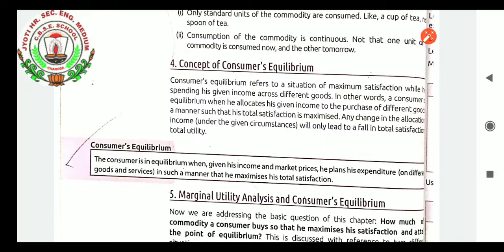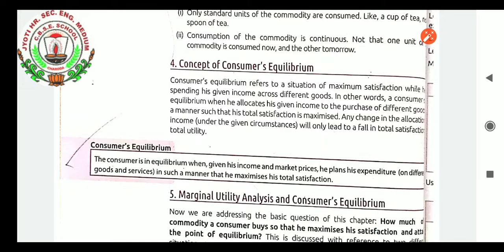In other words, a consumer is in equilibrium when he allocates his given income to the purchase of different goods in a manner such that his total satisfaction is maximized. Any change in the allocation of income under the given circumstances will lead to a fall in total utility. Consumer equilibrium is when, given his income and market prices, he plans his expenditure on different goods and services in such a manner that he maximizes his total satisfaction. He gets satisfied with his income. When we study allocating the given resources, the income, that is known as consumer equilibrium.